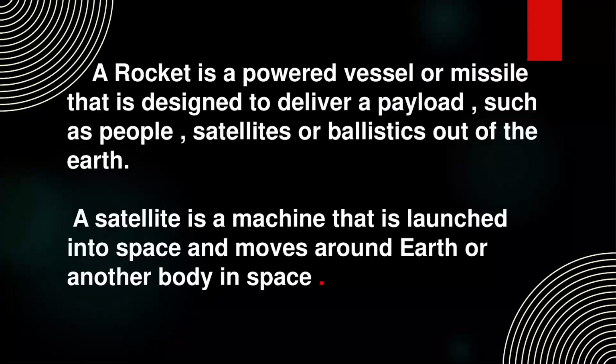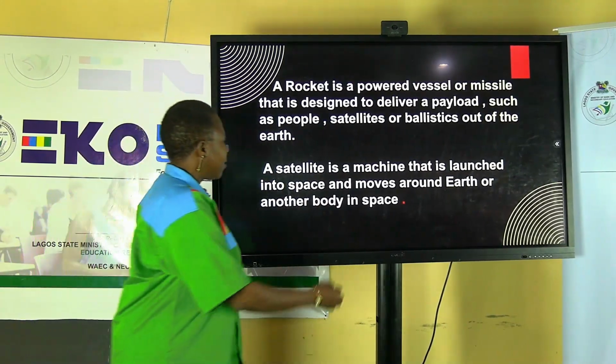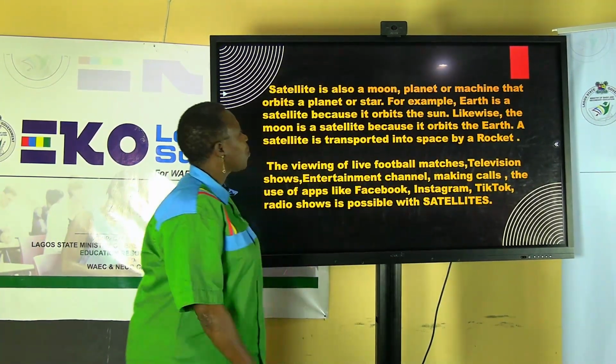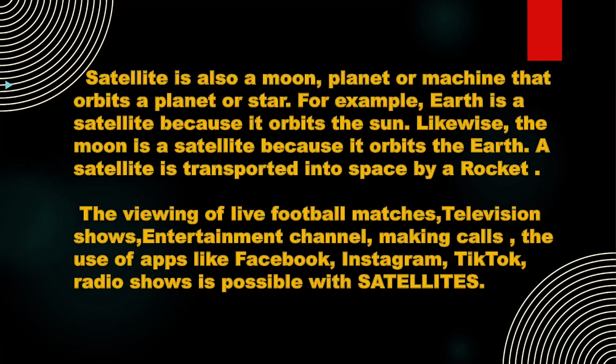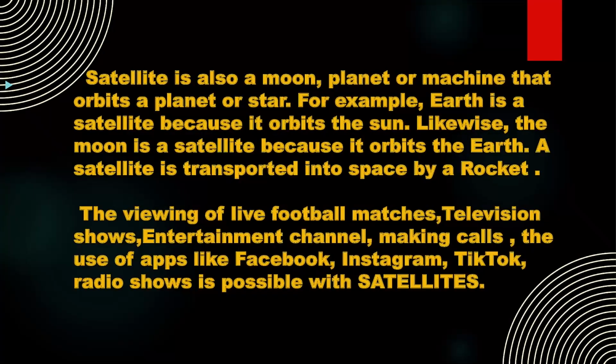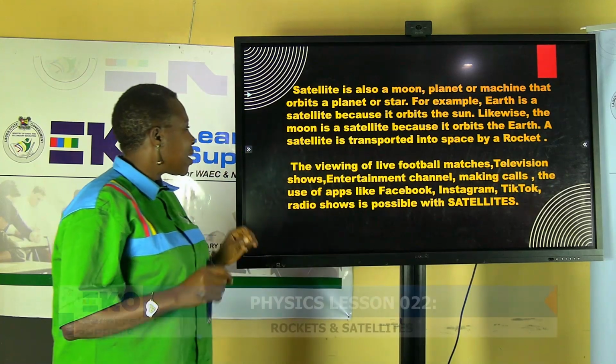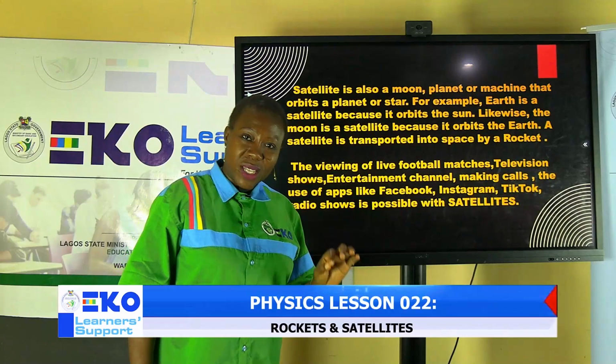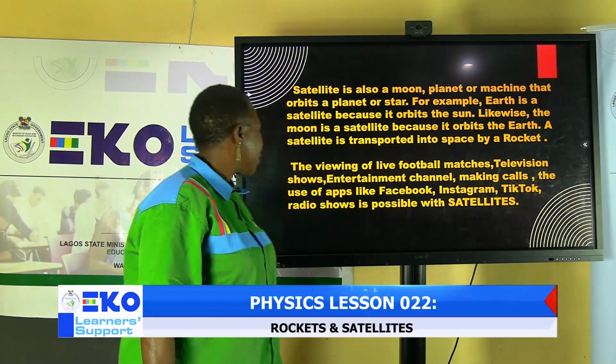What is a satellite? A satellite is a machine that is launched into space and moves around Earth or another body in space. A satellite is also a moon, planet, or machine that orbits a planet or a star. For example, Earth is a satellite because it orbits the Sun. Likewise, the Moon is a satellite because it orbits the Earth. A satellite is transported into space by a rocket.